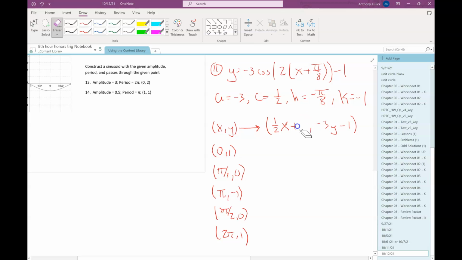Oh, I forgot to write the value for h in there. I don't know why I said h, but I didn't write h. Goofy. Okay.